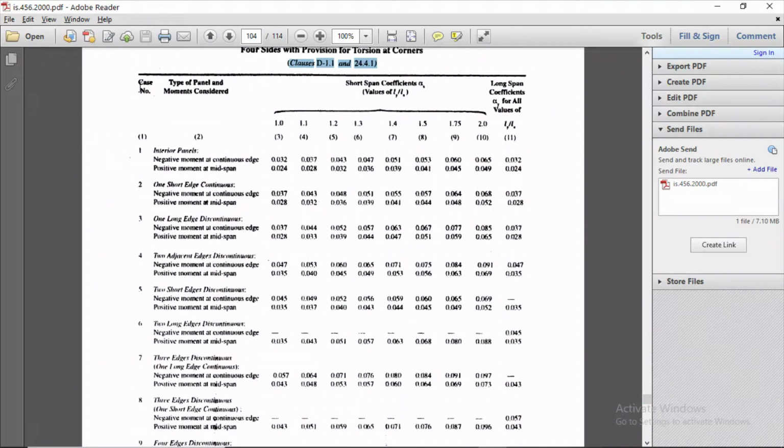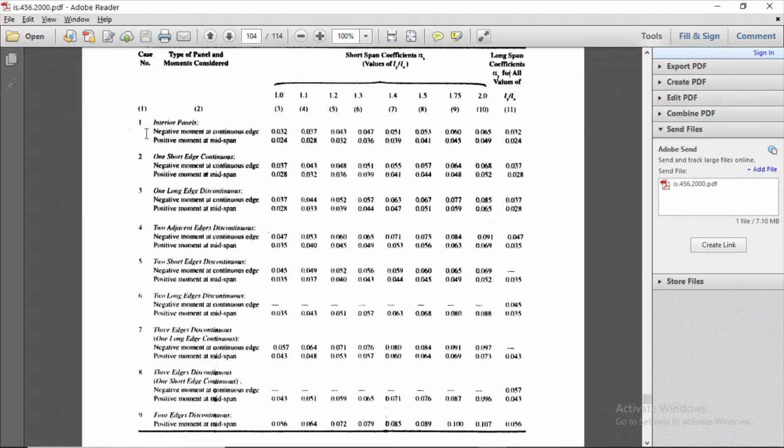There are different columns. First is the serial number, then the type of panel and moment considered, then the short span coefficient alpha x and the longer span coefficient alpha y. The shorter span is always taken in the x direction and the longer span is always taken as the y direction. Let us understand all these points. There are 9 types of panel and moment considerations given. First is interior panels, and in this there are 2 points: negative moment at continuous edge and positive moment at mid span. There are 2 edges that we need to consider, which I'll explain on the board, but for the moment just remember these 2 types of wording.